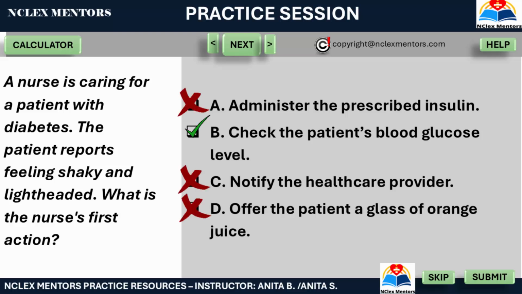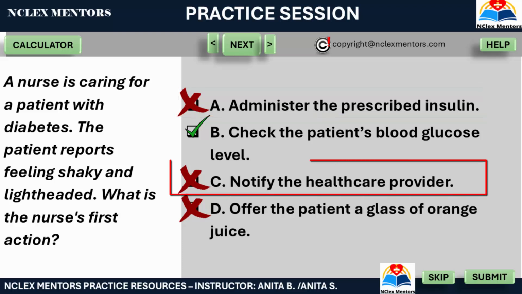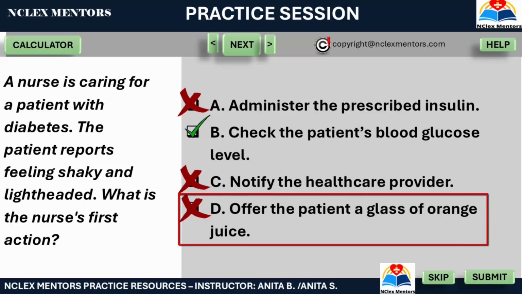The correct answer in this case is option B. Check the patient's blood glucose level. Here, the keyword first requires you to assess before intervening. Administering insulin without checking blood sugar could worsen hypoglycemia. The provider should be notified only after assessment. D. Juice can be given after confirming low blood sugar.